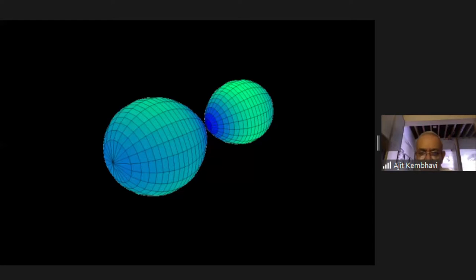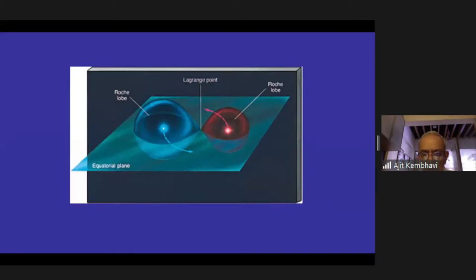When you have a binary system, the potential around the two stars is extraordinarily interesting. Unfortunately, I don't have time to go through it in detail. But basically, just consider two stars, which you could very well consider to be point objects in the beginning. In that case, when you go close to one star, you'll get circular, spherical surfaces.